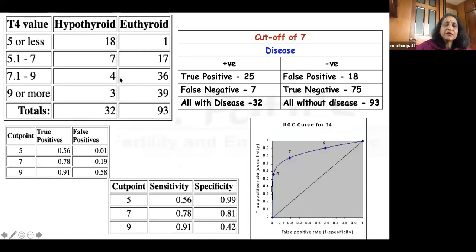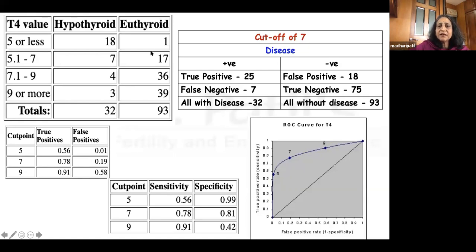So how do you do it? Now I've taken this example. We have these patients, we've taken the T4 values and we have divided them into four parts. And then we have taken those who are hypothyroid and those who are euthyroid and what the levels are. So then how do we calculate the true positives? If you take a cutoff of 7, then the true positives basically are 18 plus 7, that is 25. The false negatives are 7 and the total is 32.